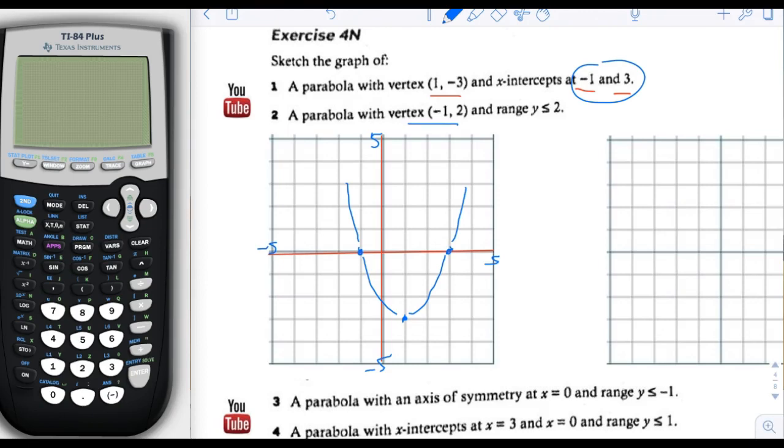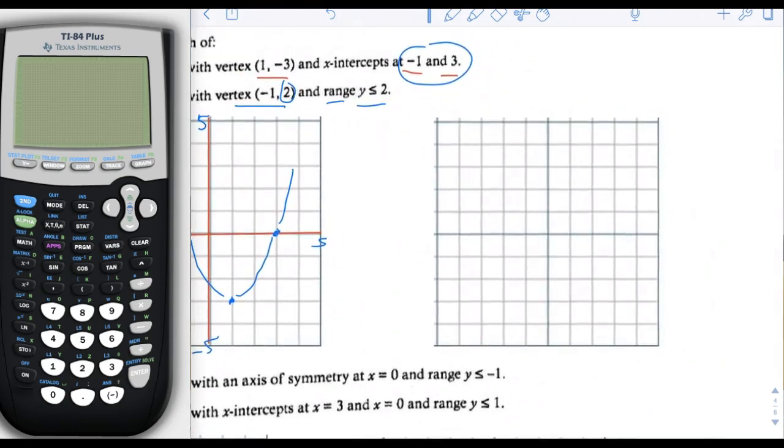Let's do this one where the vertex is (-1, 2), and the range is y is less than or equal to 2. What does that mean? Well, first of all, we already know that the y-coordinate of the vertex was 2, so we knew that the range would be either y is greater than or equal to 2 or y is less than or equal to 2, because the parabola has to open up or open down. But if it's y is less than or equal to 2, that means it opens down, right? Because it goes below y equals 2.